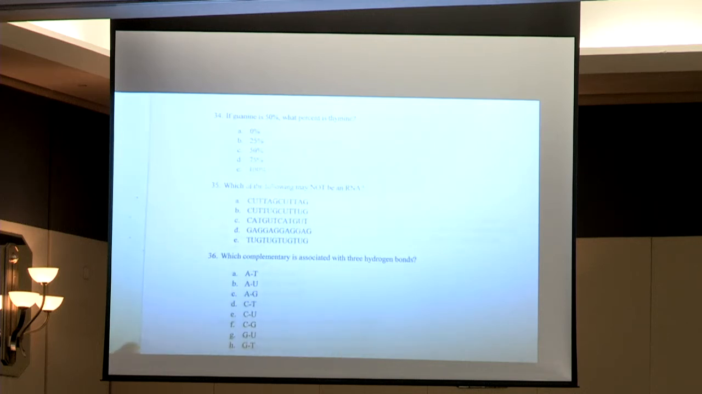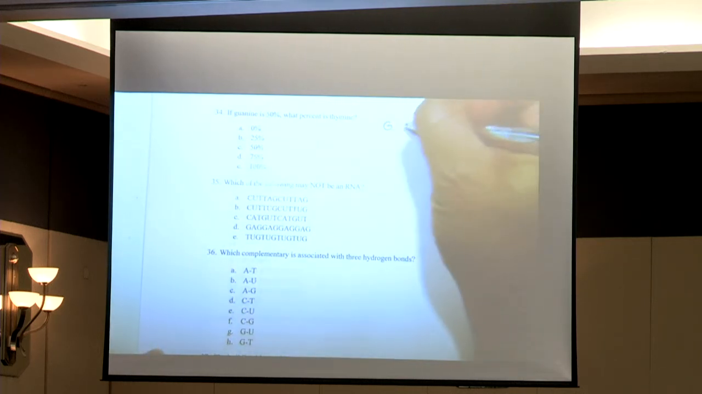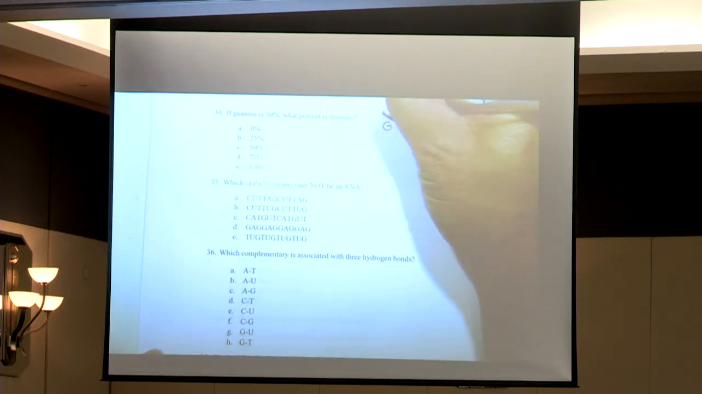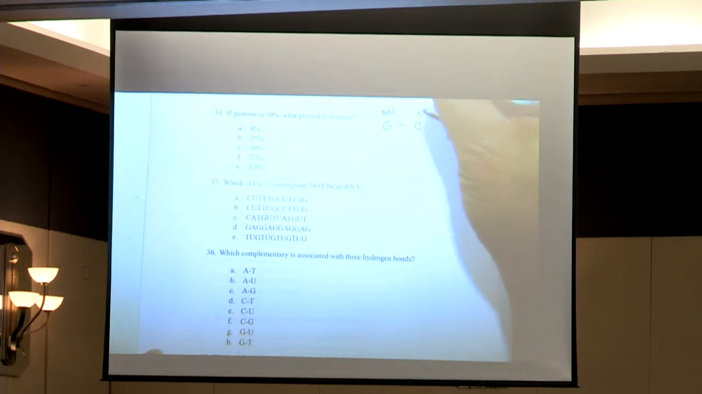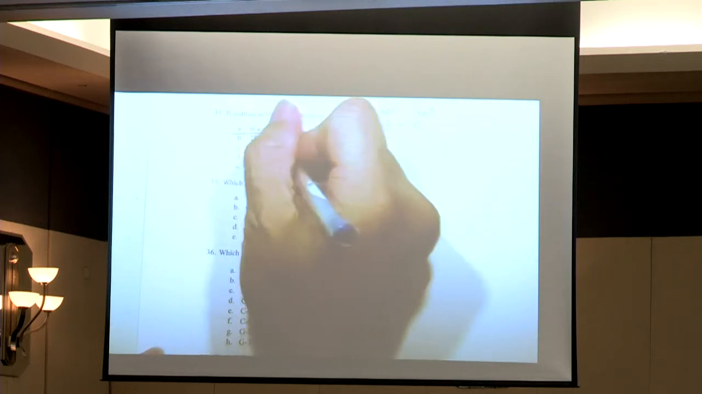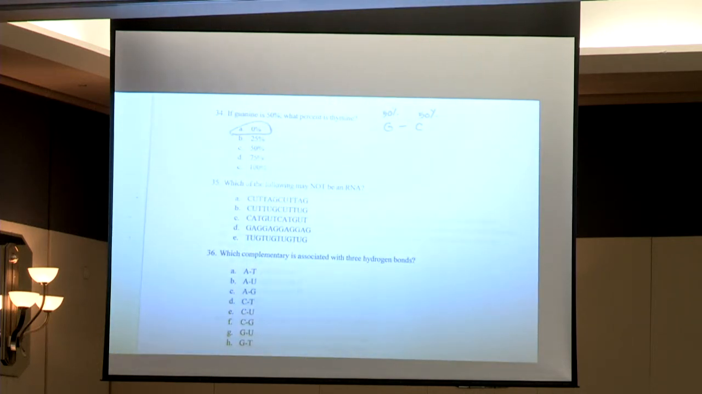So for 34, if guanine is 50%, what percent is thymine in this? So how do we calculate this? We know the total has to be 100%, right? Guanine pairs with cytosine, so if 50% is already guanine, 50% must be cytosine. So the answer is 0% in that particular part.